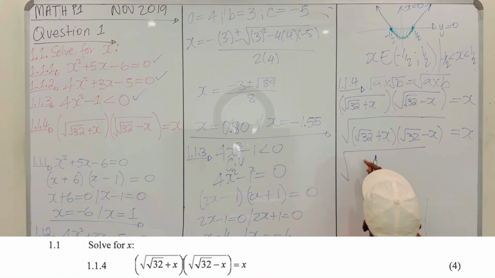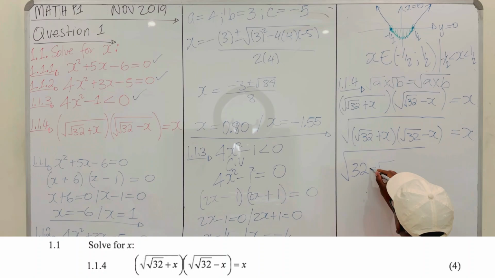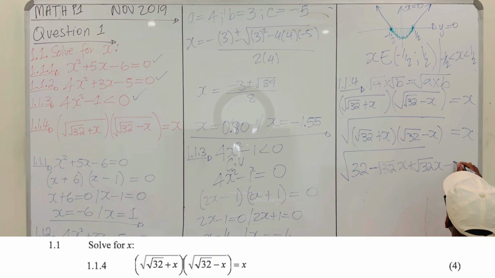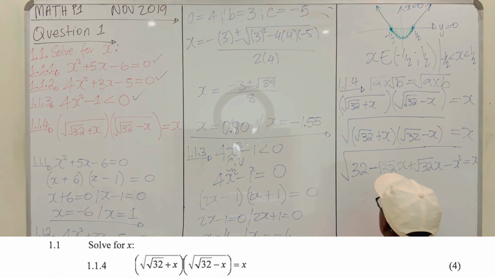Square root of 32 times square root of 32, that is 32. Square root of 32 times minus x is minus root 32x. x times square root of 32 is plus root 32x, minus x squared. All of this is under the root and is equal to x, because it's a product of these. Now group the like terms: this and this go away. So under the square root we're left with 32 minus x squared is equal to x.